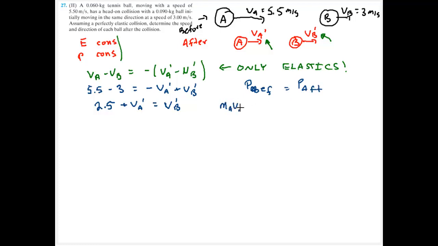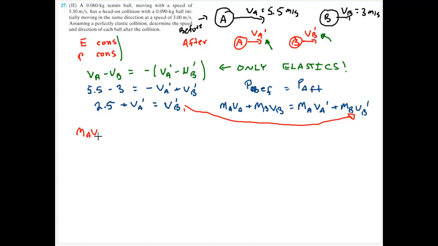So mass of A, velocity A, plus mass of B, velocity of B, is going to be equal to mass of A, velocity of A afterwards, plus mass of B, velocity of B afterwards. I can take this expression for velocity of B and put that in right here. So I'm going to get mass of A, velocity of A, plus mass of B, velocity of B. It's going to be equal to the mass of A, final velocity of A, plus mass of B, and now it's going to be 2.5 plus the velocity of A afterwards.